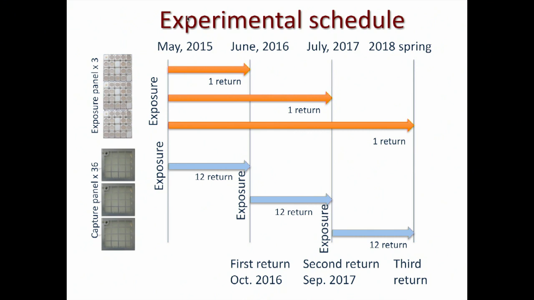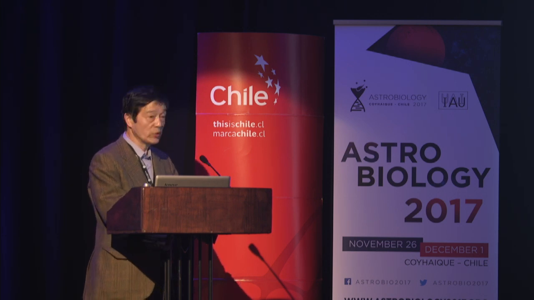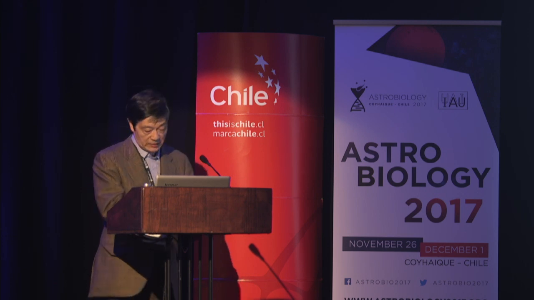Among the 33 capture panels, for the first year we used 12 of them. They were detached and returned to the ground last year. The second set consists of 12 aerogel panels, and was returned this year. And we are now exposing the third set at the ISS.